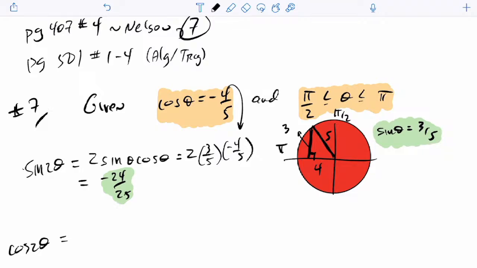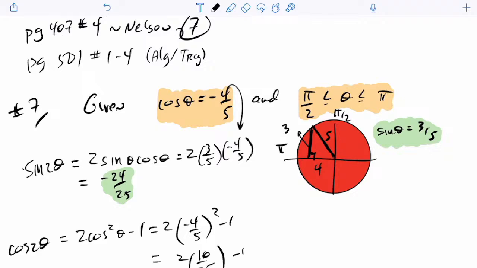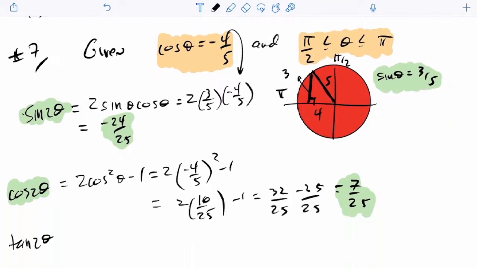For the cos here, you can use any one of the formulas. You can do 2 cos squared theta minus 1. It doesn't matter. My cos here is negative 4/5 squared, minus 1, in which case I get 2 times 16 over 25 minus 1. Double that, so that's 32 minus 25, and I'm getting 7 over 25. So I've got the cos of 2 theta is 7 over 25, and the sine of 2 theta for number 7, although no one asked it, is minus 24 over 25.